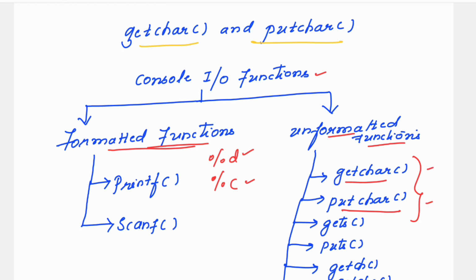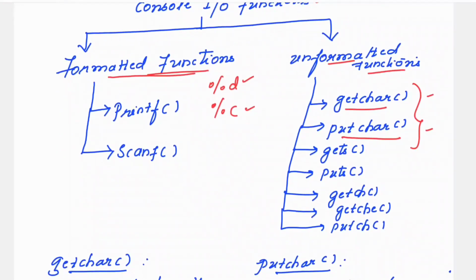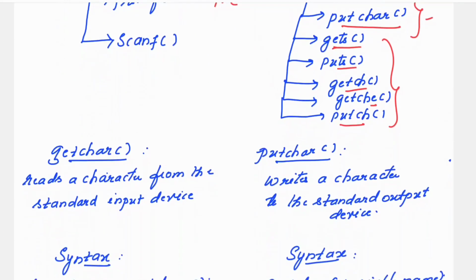So let us see how getchar and putchar can be used in the program. Apart from getchar and putchar in the unformatted category, you have gets, puts, getch, getche and putch. These are the other functions that belong to this unformatted category. Now let us see getchar first.